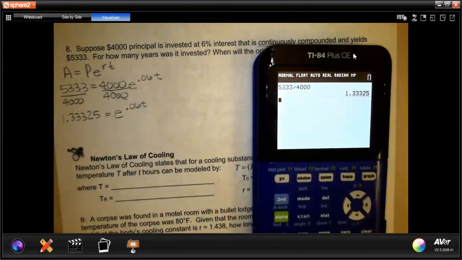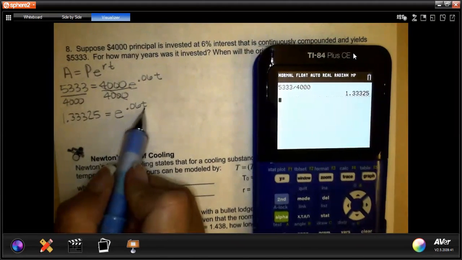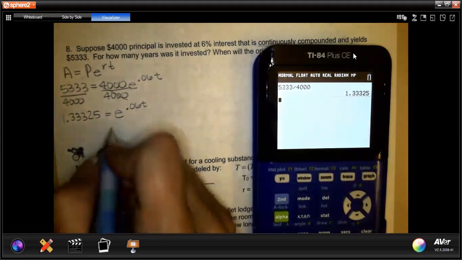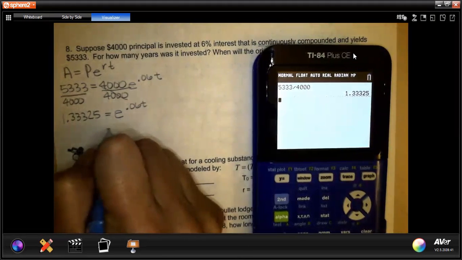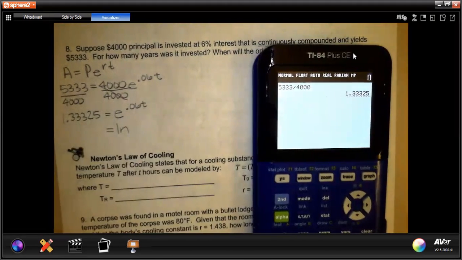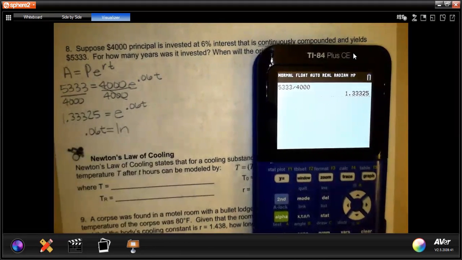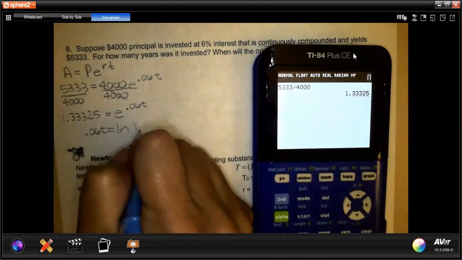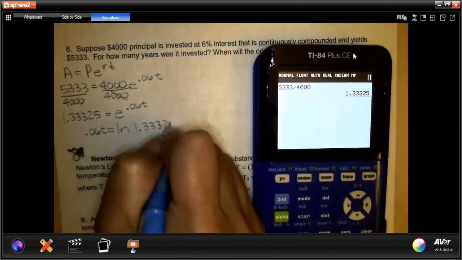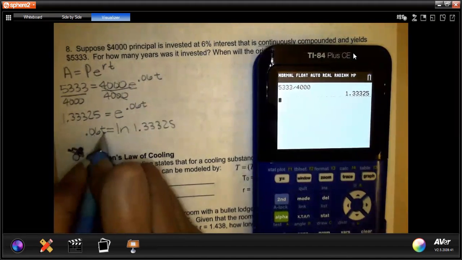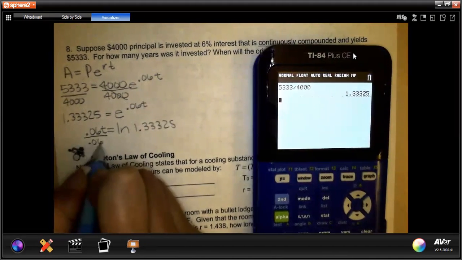Now we're ready to convert this to a log in order to free my t. So the base on the exponential is the base on the log. So this is going to be a log with a base of e, which is the natural log. And then they switch, so 0.06t is going to come to this side, and this is my argument, 1.33325. My last step, these two are being multiplied, so I'm going to divide by 0.06.